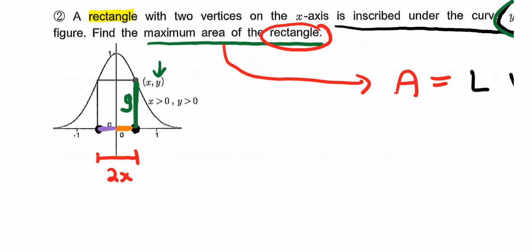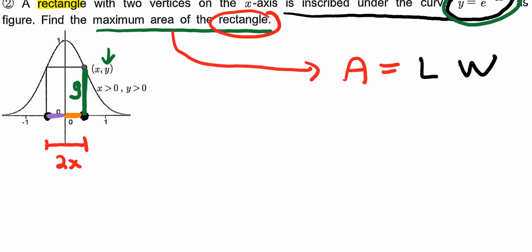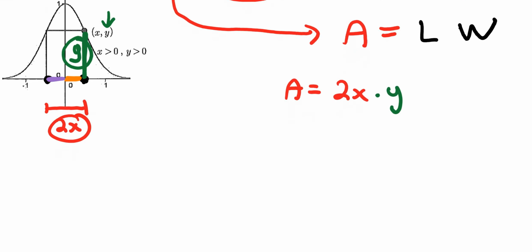So if I want to find the area, it's going to be length times width. Let me write down area equals length times width, which is simply going to be the 2x times the height, which is y. So 2x times y. That is my formal area equation there.